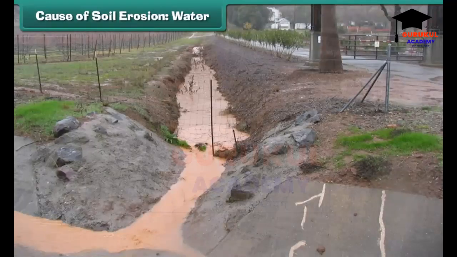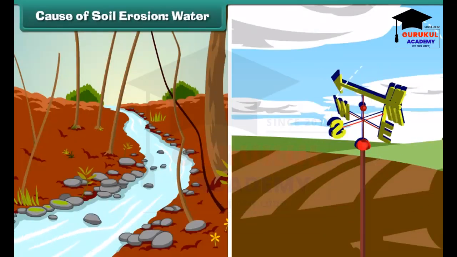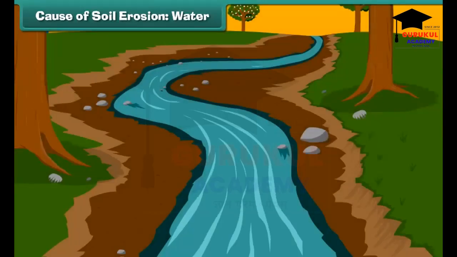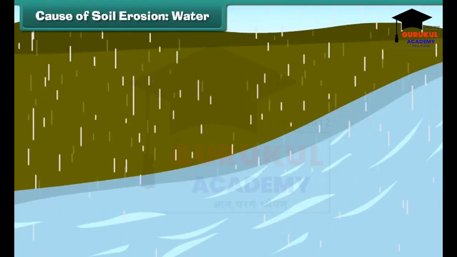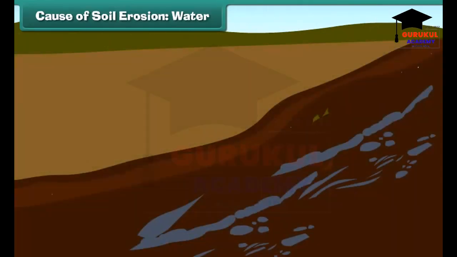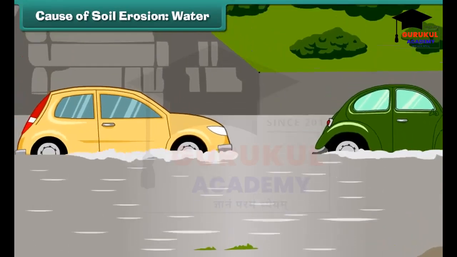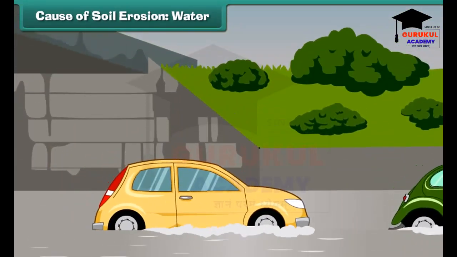The most common factors are water and wind movements. Water flowing through ground carries away soil with it. During rain, the soil particles are detached by raindrops. These soil particles are carried away by the running water. Floods are also a main cause behind soil erosion.